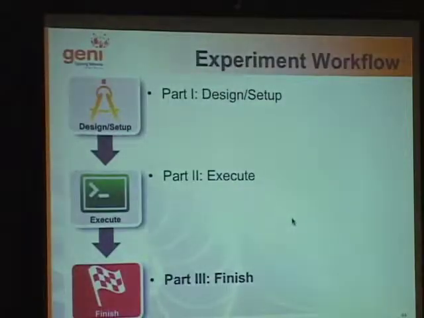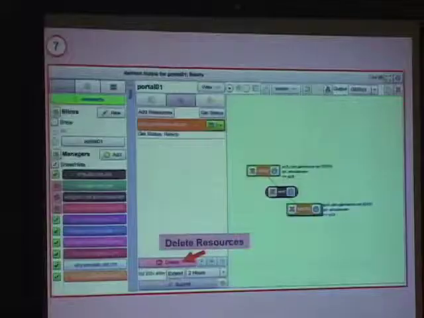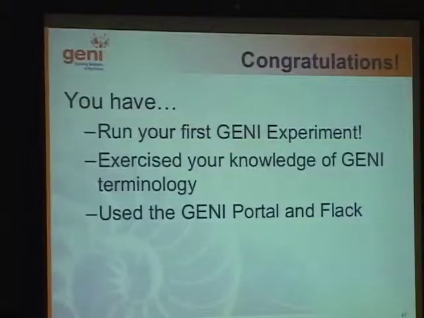All right. So the deletion is part of finishing up. Usually, if you're running an experiment, you'll have some data you'd want to archive. You would do that now. And then you're just cleaning up because if you're using the resources, nobody else can. And so if you're done with it, you should delete it, as I just showed you how to do. And so that's it. We've done the three things we set out to do. We've run a very simple GENI experiment. We've learned and exercised some GENI terminology. And we've used two tools, the GENI portal and FLAC.